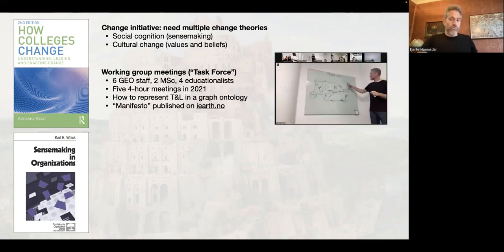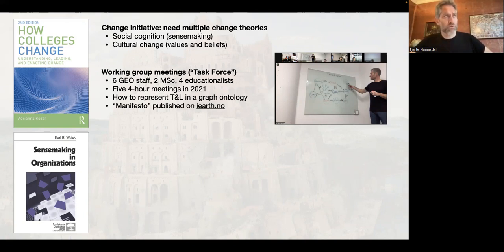Now, what we've done so far in Focus Area 1: in 2021, we had a series of quite extensive meetings and quite a few dinners, I should say, with a working group at the University of Bergen, Department of Earth Science, consisting of 6 teaching staff, 2 master students, and 4 educationalists.